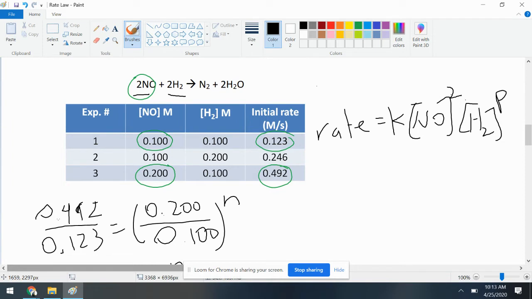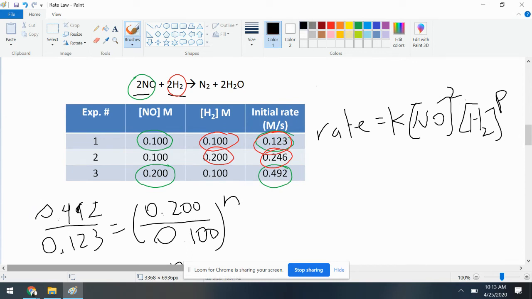Cool. All right, last thing, H2. I'm going to use a different color pen. Use red this time. Okay. So which two experiments? I'm probably going to pick 1, let me circle this, and 2. Okay. So you want to change the concentration of H2, and for NO, you want to make sure it stays the same.